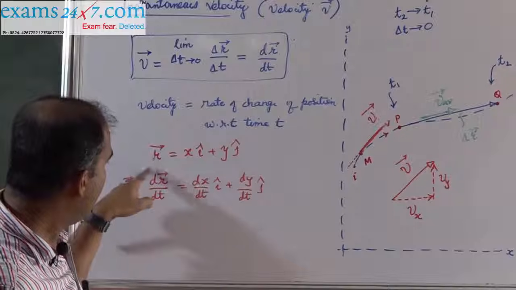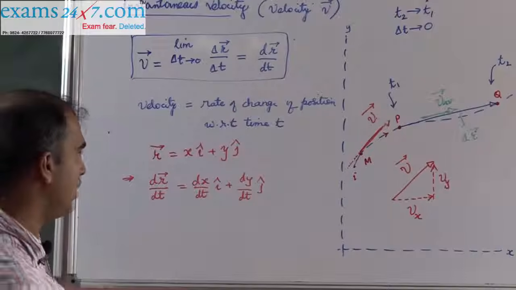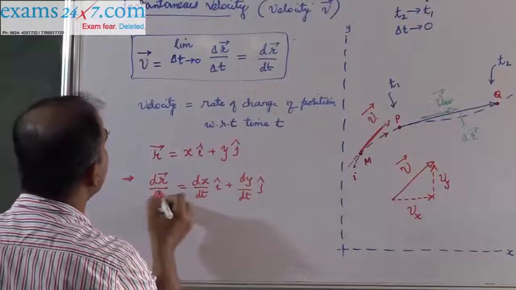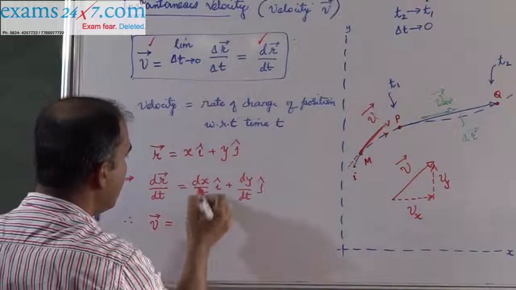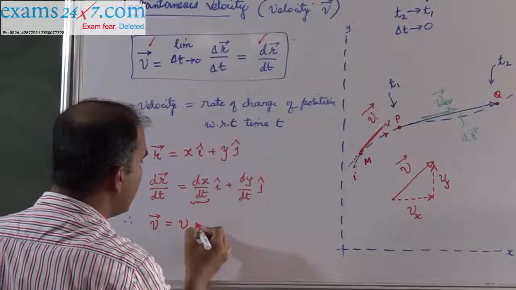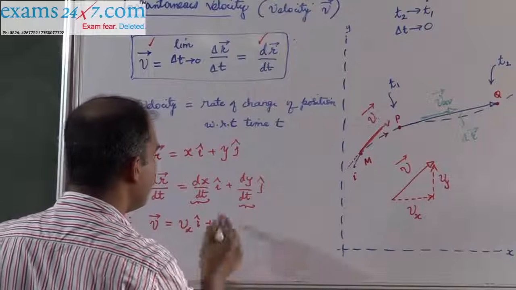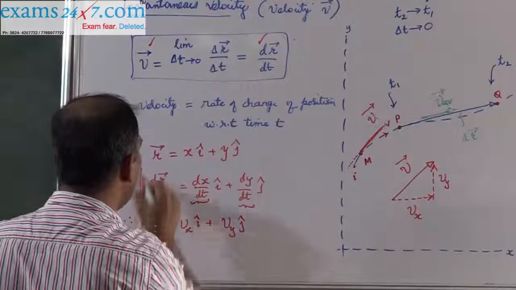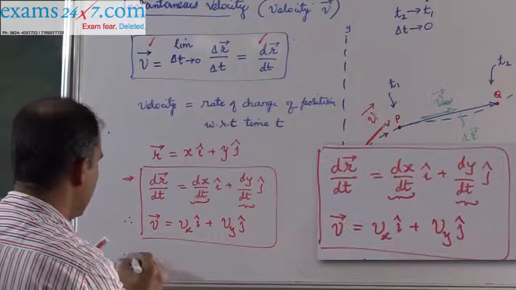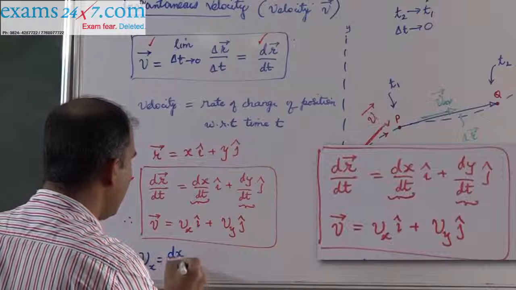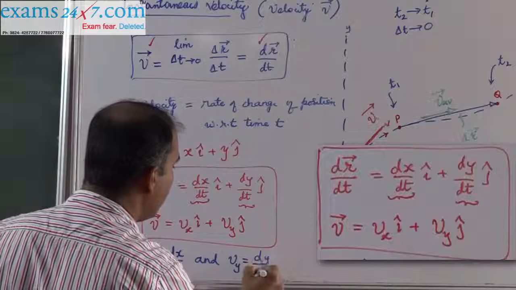So the rate of change of r vector with respect to time t is the rate of change of x with respect to time t into i cap, and the rate of change of y with respect to time t into j cap. Comparing this, dr by dt by definition is v. Therefore, the left hand side we have v vector. Obviously, this is the x component of the velocity into i cap, and this is the y component of the velocity into j cap. So the comparison of the two expressions gives Vx equals dx by dt and Vy equals dy by dt.